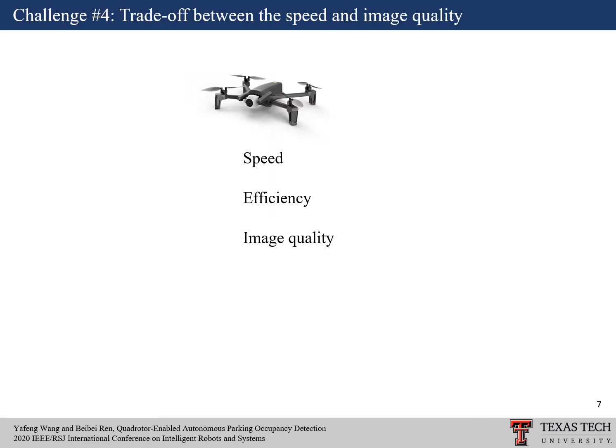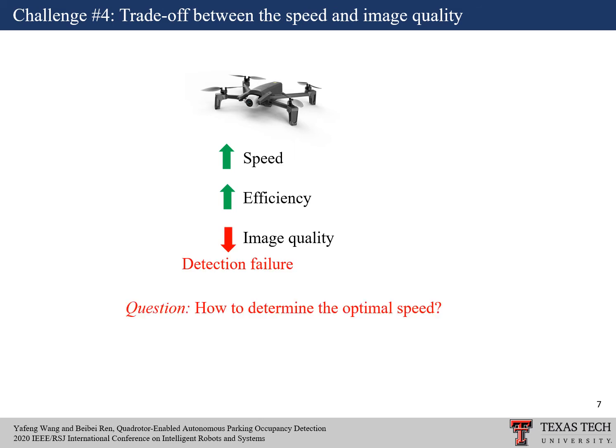The fourth challenge is that since we are using the quadrotor, there will be a trade-off between the quadrotor flying speed and image quality. It is clear that if we speed up and fly at a higher speed, we're going to get better efficiency. However, if we fly too fast, the image quality will go down, which might lead to a detection failure. So the question here is, how do we determine the optimal speed?